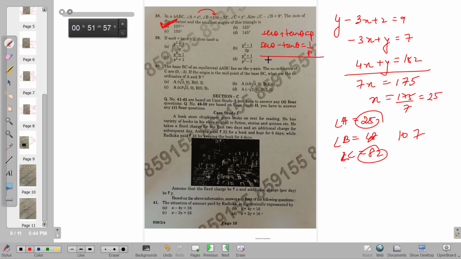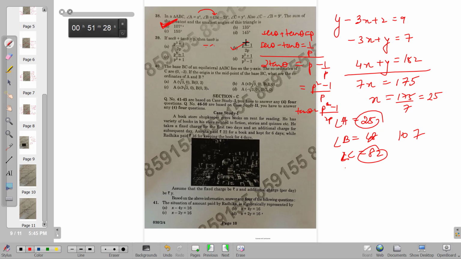When I'm simplifying, I get 2 tan theta. Basically what I'm doing is I'm subtracting both because I want tan theta. That is equal to p minus 1 by p, which is p square minus 1 by p. So tan theta will be p square minus 1 by 2p. So you get 39th answer as option B over here. 40th one.